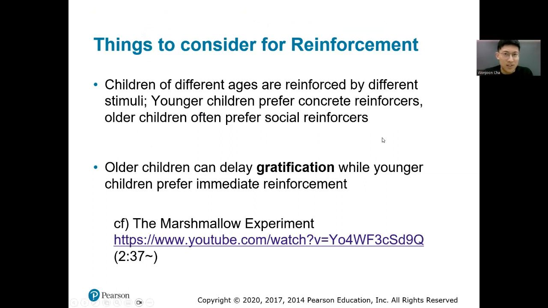Right, and there are several things to consider for reinforcement. Children, as we learned at the very beginning of our semester, we should always consider students' developmental stages. Children of different ages are reinforced by different stimuli. Younger children may prefer concrete reinforcers, like candies and chocolates, while older children may prefer social reinforcers, such as positive feedback or praise. And older children can delay gratification, while younger children prefer immediate reinforcement.